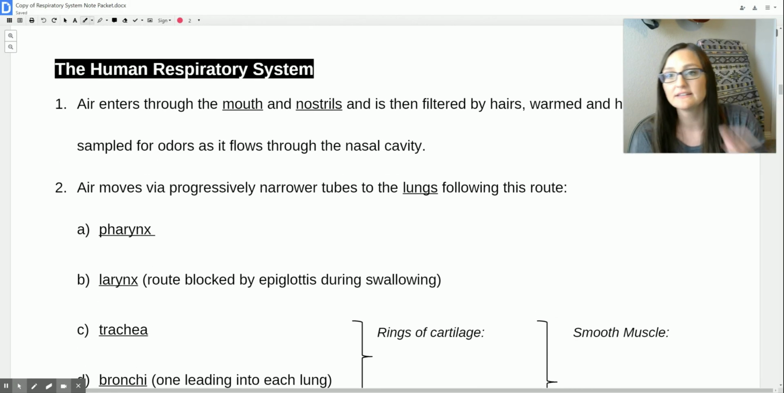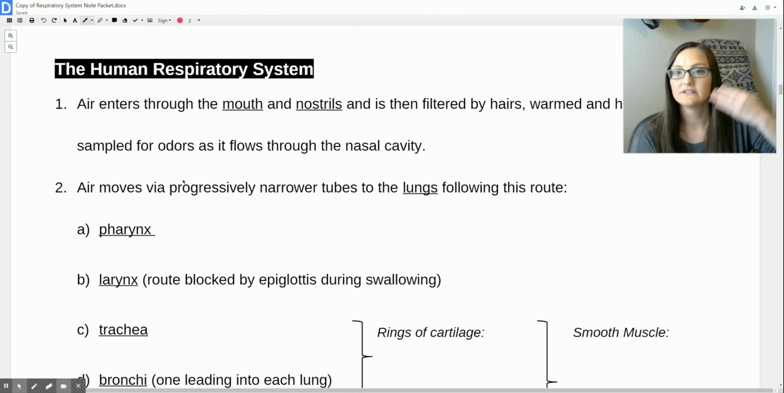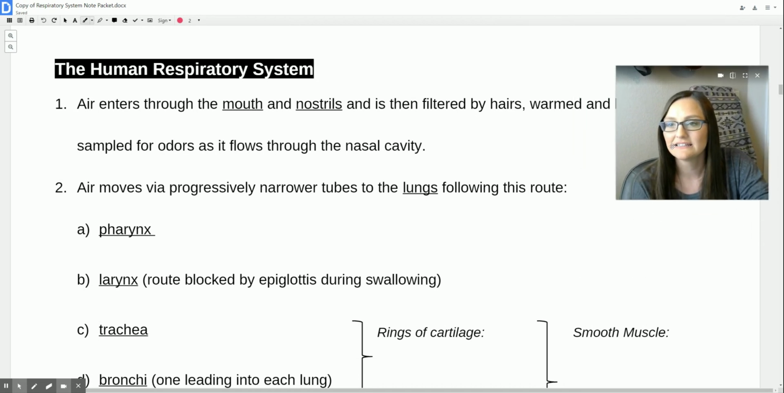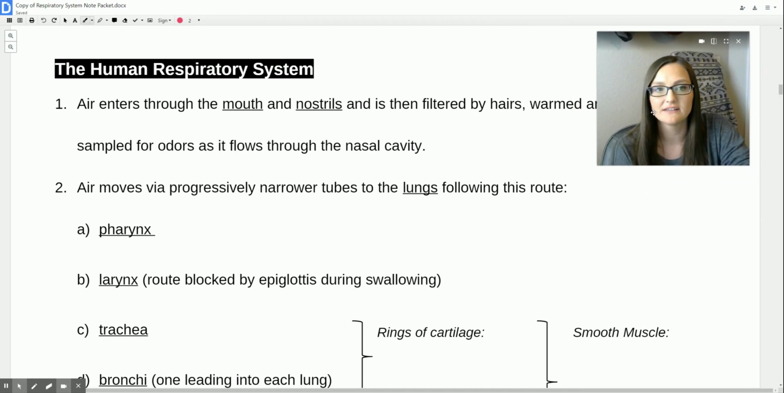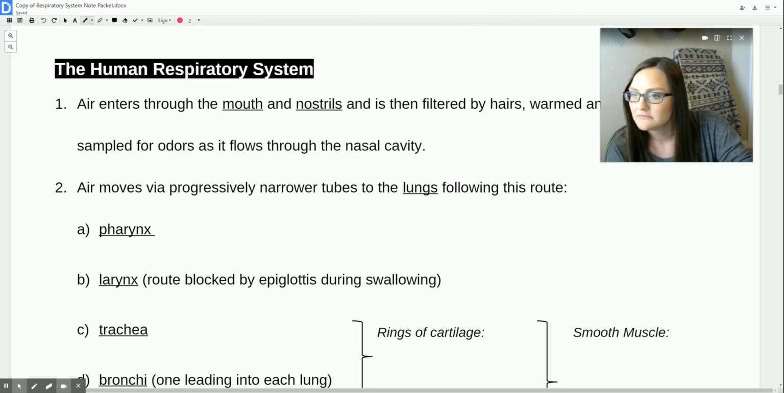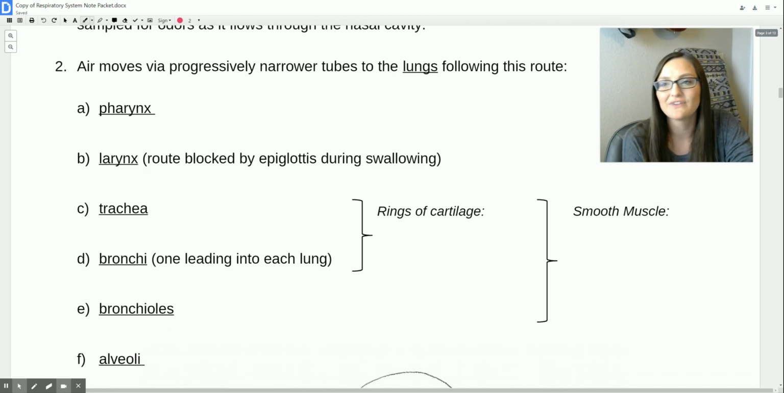Okay, so it starts in the nose and the nostrils, the nasal cavity, and the mouth, and air enters, is filtered by hairs, and is warmed and humidified and sampled for odors as it flows through the nasal cavity. So your nasal cavity is up here and here. Okay, so air moves via progressively narrower tubes to the lungs following this route.